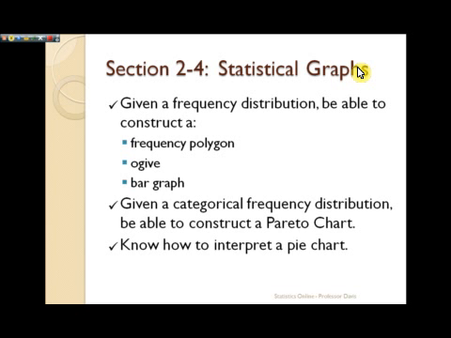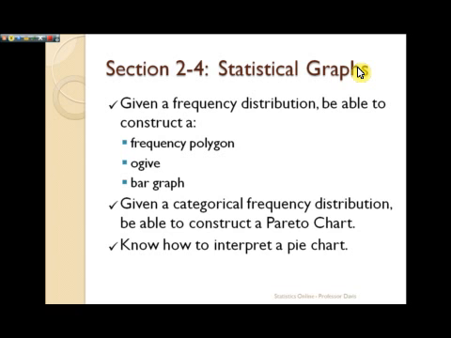Also, we want to be able to construct an ogive. That is a graph of the cumulative frequency, and so we'd want to be able to compute the cumulative frequency column for a frequency distribution, and then we use the class boundaries on the horizontal axis, and the cumulative frequencies are plotted on the vertical axis.